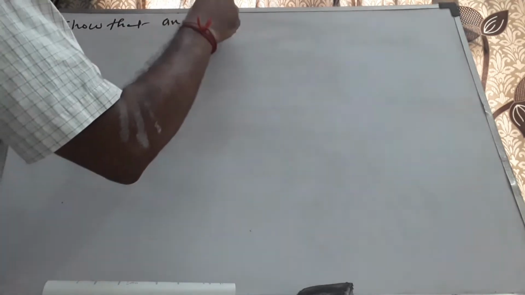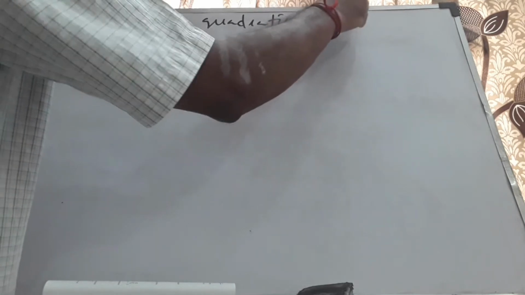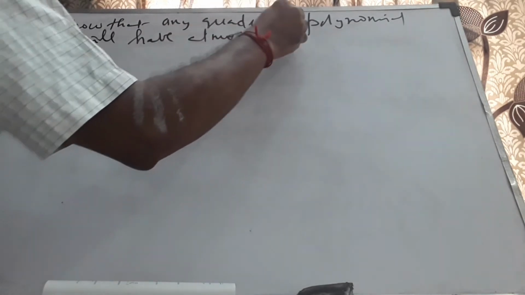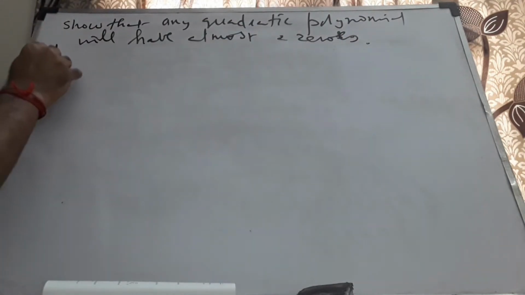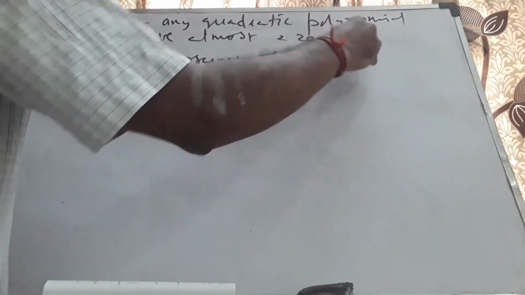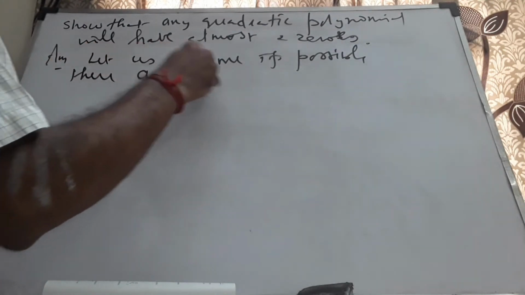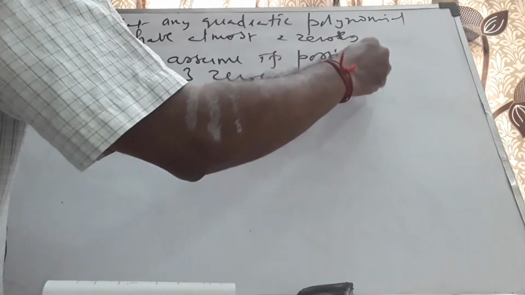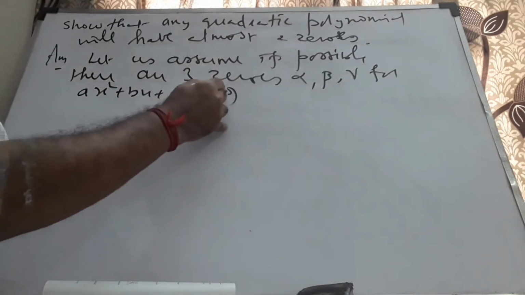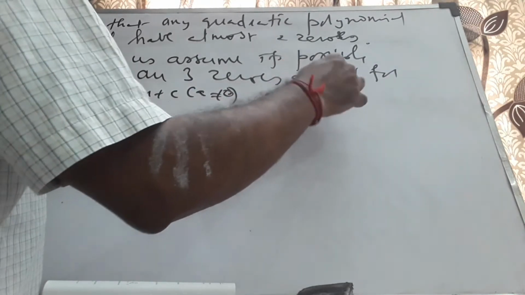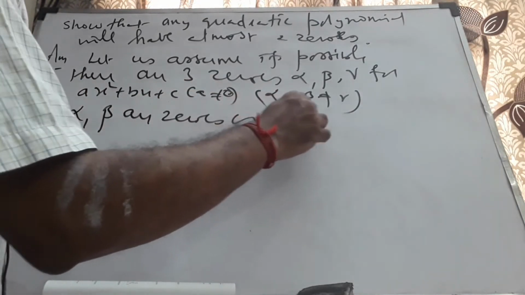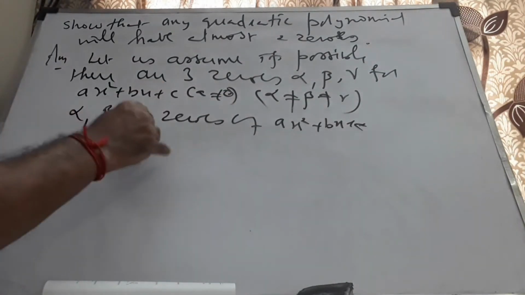Show that any quadratic polynomial will have at most two zeros. I can't go beyond two zeros. Let me think about the proof. Let us assume, if possible, there are three zeros alpha, beta, gamma for ax square plus bx plus c, a not equal to 0, which is understood. Alpha not equal to beta not equal to gamma.